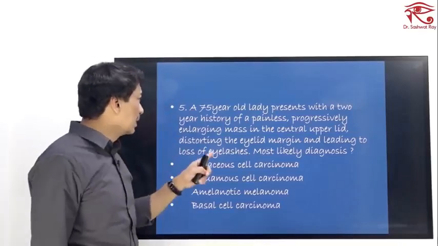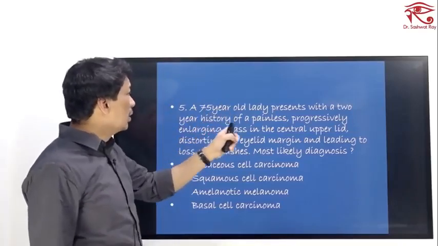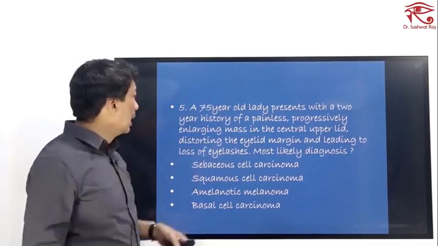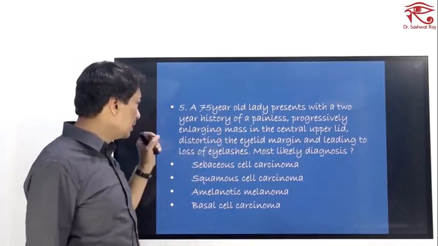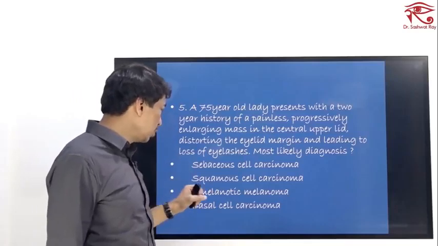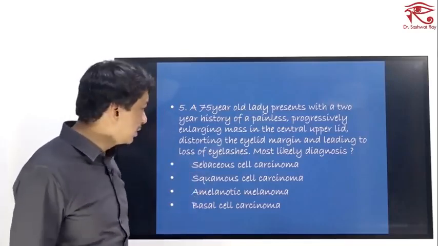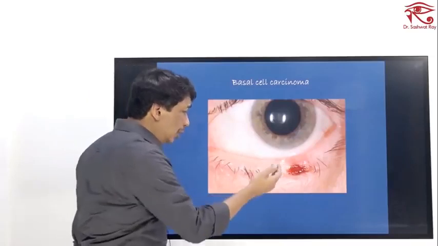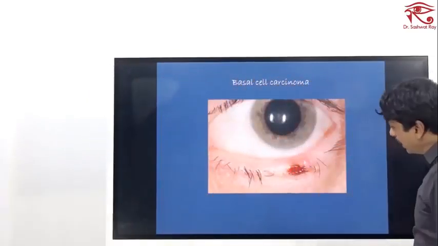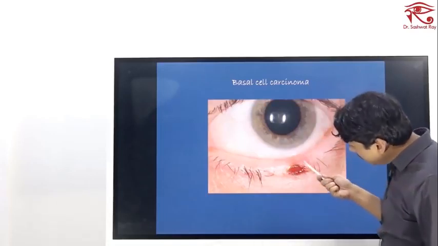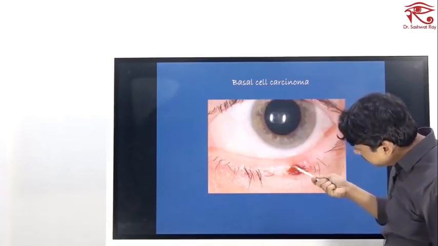But in this case, the 75-year-old lady with a 2-year history, so a fairly slow, painless, progressively enlarging mass, the best diagnosis is going to be basal cell carcinoma, which you can see here with the classic lower lid location, but that was upper lid just to try to fool you, and you can recognize this by the pearly white formation around the margin.